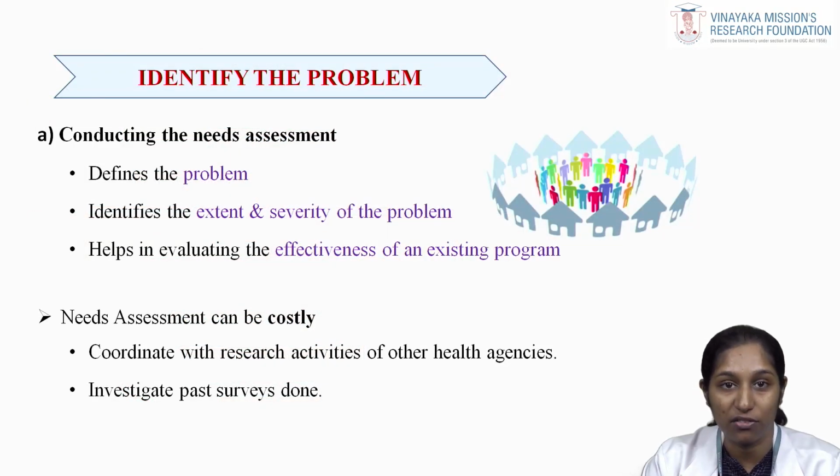First is identification of the problem. What is identification of the problem? The first step in identification of the problem is that we need to conduct a needs assessment. Conducting the needs assessment can help us to ascertain the cause of the problem. What is the cause of that particular problem in that community? It helps to identify the extent and severity of the problem. It also helps in evaluating the effectiveness of an existing program by obtaining baseline information and measuring the amount of progress achieved in solving the specific problem.